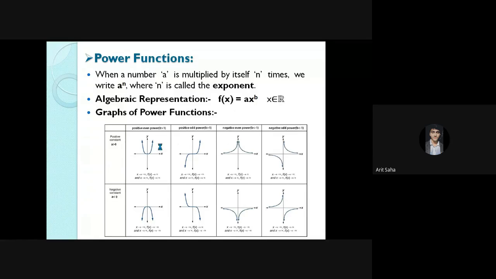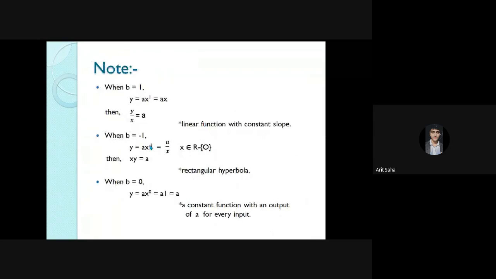Here you can see some special cases: when b is equal to 1 or minus 1 or b is equal to 0. In the first case, when we take b equal to 1, y will be equal to ax, and y by x is equal to a. It will give a constant slope of a straight line. It will create a linear function with constant slope.